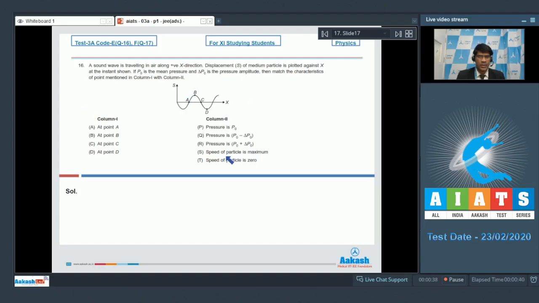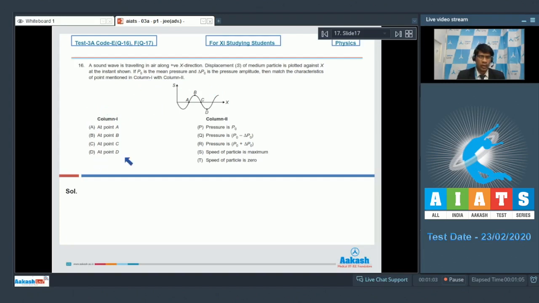It is a matrix match type of question here. In question number 16, a sound wave is traveling in air along positive x direction. Displacement s of the medium particle is plotted against x at the instant shown. If P0 is the mean pressure and delta P0 is the pressure amplitude, then match the characteristic of point mentioned in column 1 with the column 2.